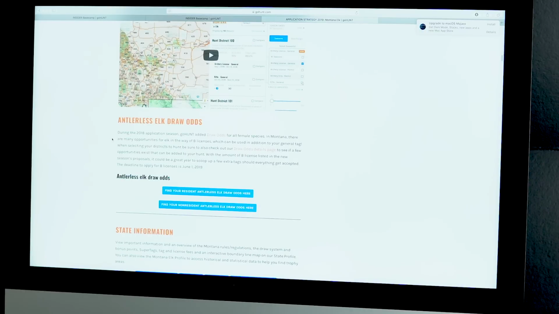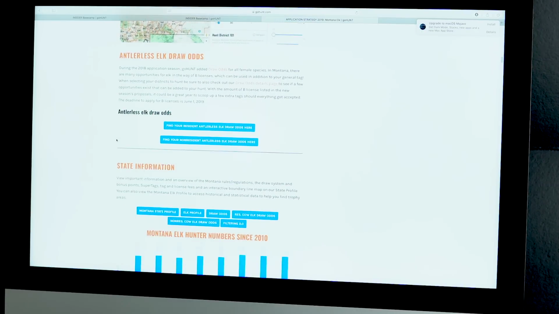GoHUNT gives you antlerless draw odds, so if you're looking for a cow hunt, they've got that information in there.